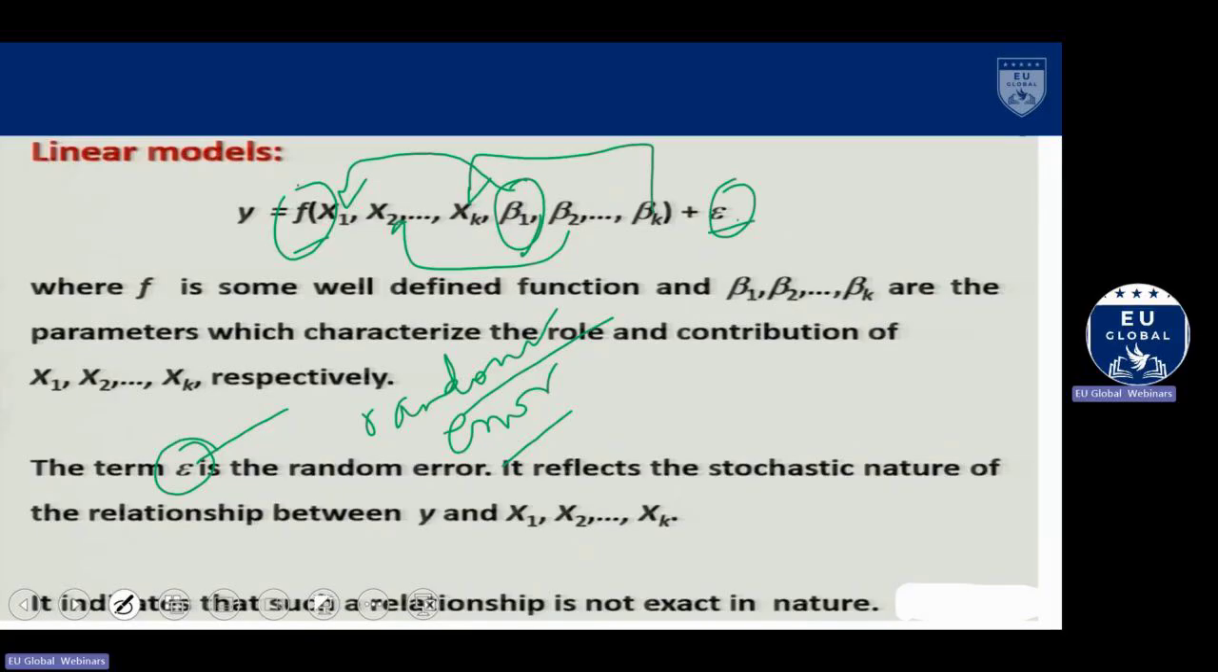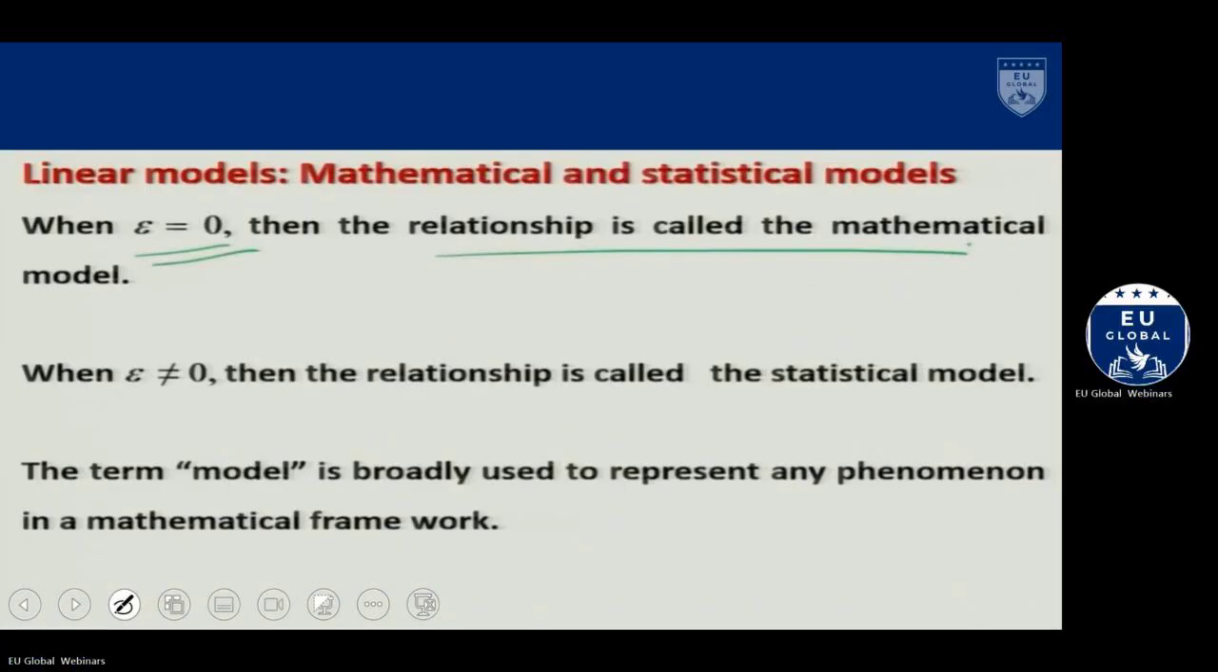Therefore, y is a random variable because of epsilon. Epsilon is a random error. The presence of random error makes y a random variable, right? When epsilon is equal to 0, this relationship is called a mathematical model.